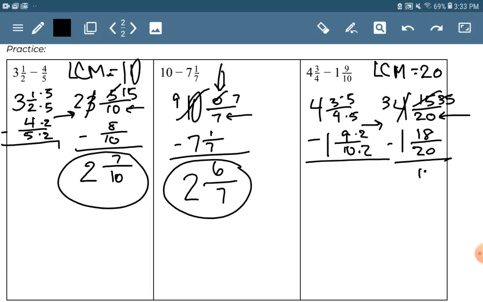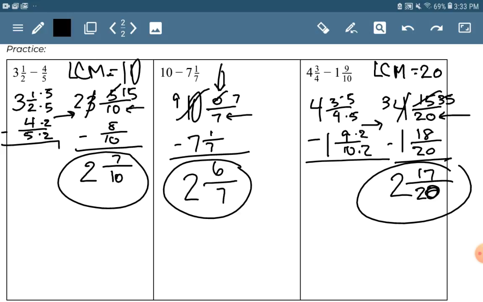35 minus 18 is 17. My denominator stays the same, 20. And 3 minus 1 is 2. My final answer in simplest form is 2 and 17/20 because 17 over 20 cannot be simplified. So again, my final answer is 2 and 17/20.